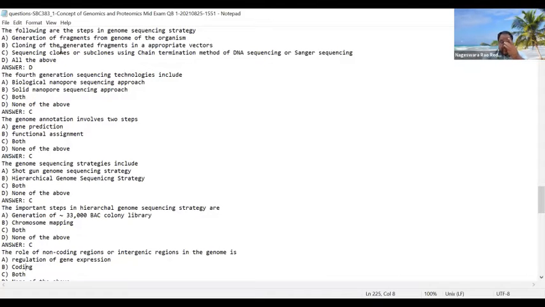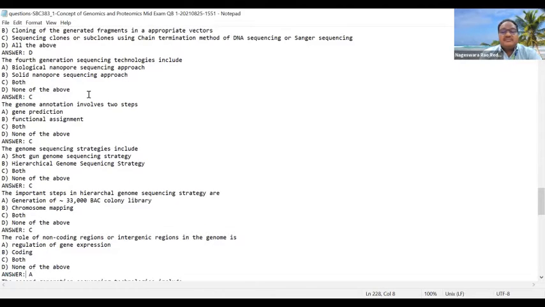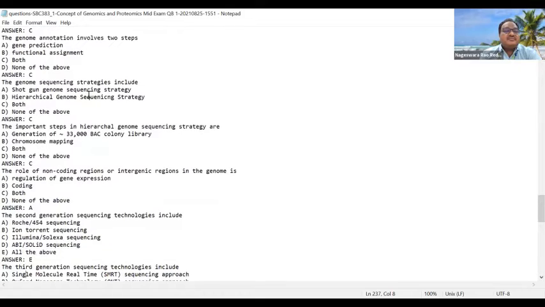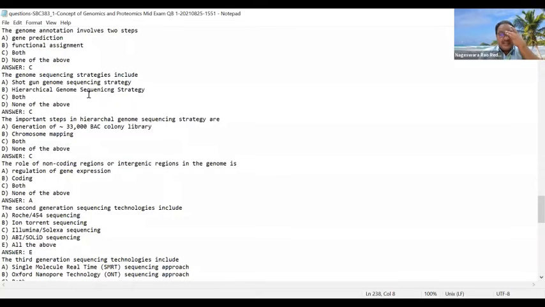Now the 4th generation sequencing technologies are both the biological nanopore sequencing approach and the solid state nanopore sequencing approach. This we have already covered. Genome annotation involves 2 steps. I gave an introduction to this and stopped here in the previous class. What is that?